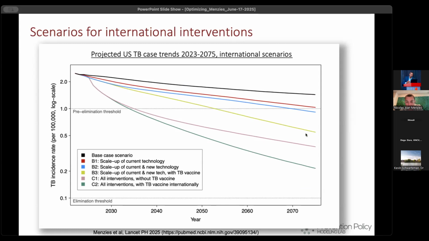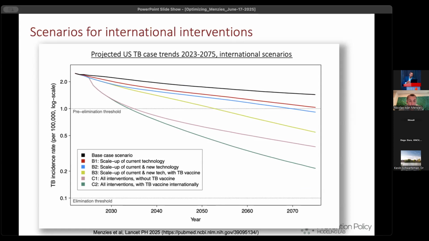Then in these lines down the bottom, this line, which now looks pink to me, but I'm not sure, is essentially putting all of the domestic and international interventions together, except without a TB vaccine. And then this green line is the throw everything at it. So this is all of the domestic interventions and the international interventions plus a vaccine used internationally, but assumed not to be used within the United States.